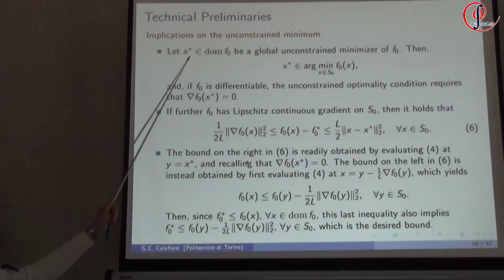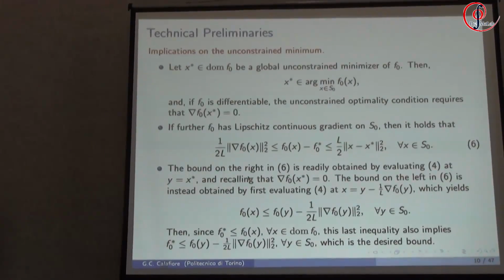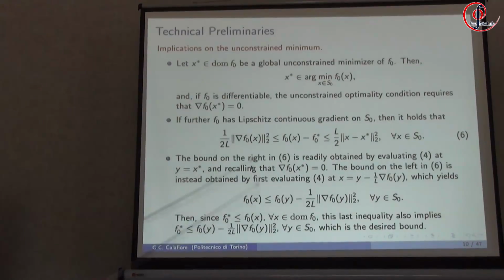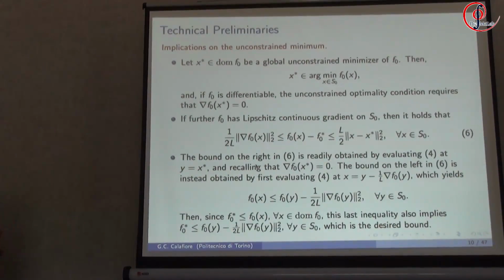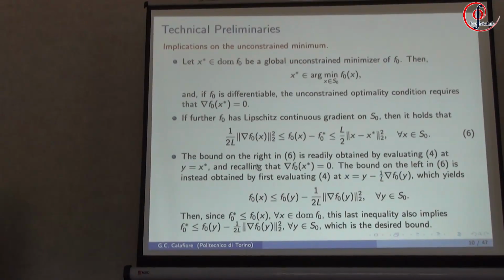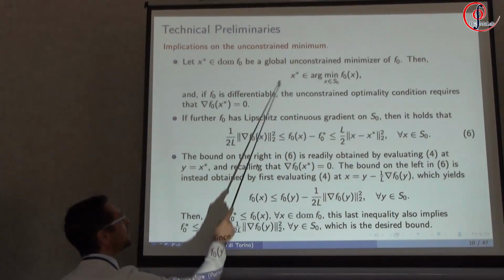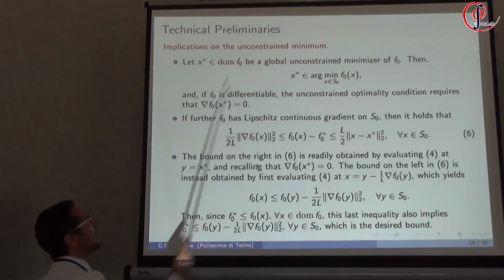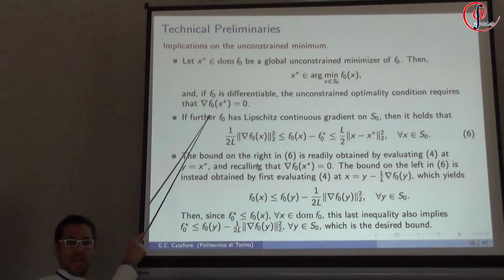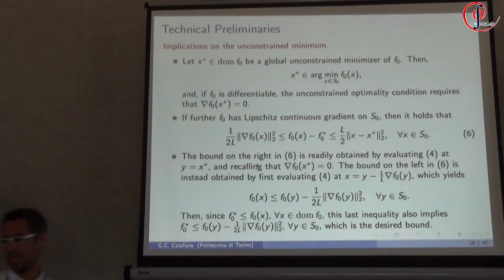So for instance, suppose that x star is the global minimizer that we are seeking. Okay, we are looking for a global minimizer of f0. So x star is the argmin of f0. And f0, suppose, is differentiable. Then we know that x star has to satisfy this condition, right? It was the last slide in my previous set of slides. So the gradient of the function has to be 0.